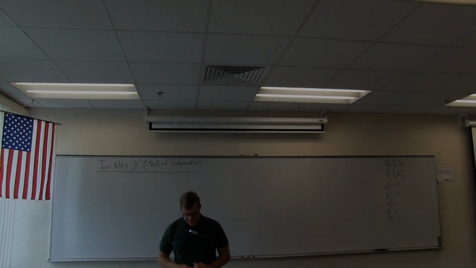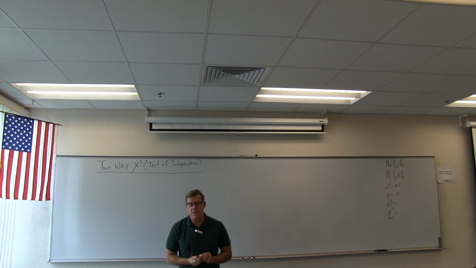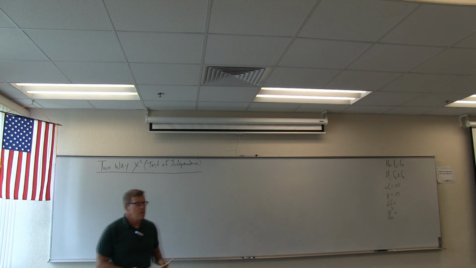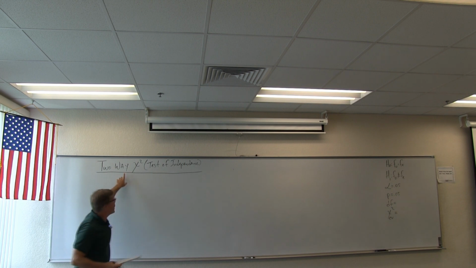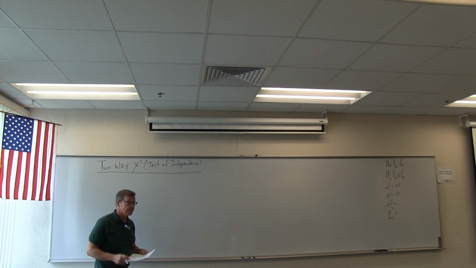Good morning. This is our very last lecture for the semester. We're going to continue our discussion of analysis of categorical data. Today we're going to talk about the two-way chi-square. And again, this is in chapter 11. Another name for the two-way chi-square is the test of independence.